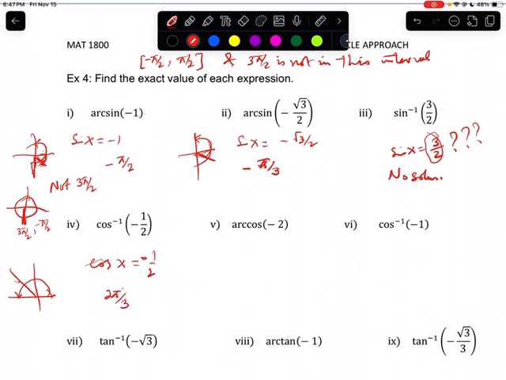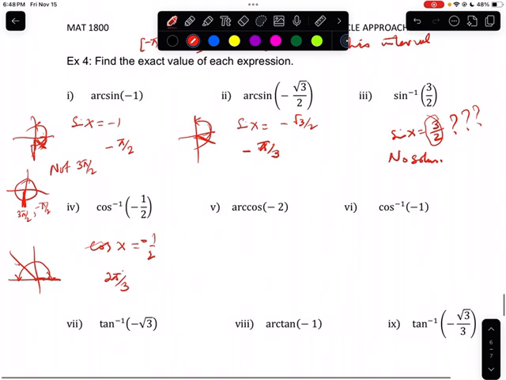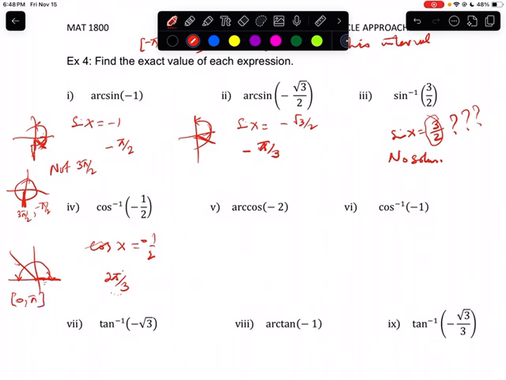Now remember, we always read our angles starting from the positive x-axis and then going in the counterclockwise direction we read them as positive angles, and if we have to go in the clockwise direction we read them as negative angles. Now is 2 pi over 3 inside this interval? What is this interval? 0 to pi. So yes, it is inside this interval. So let me box my answers.